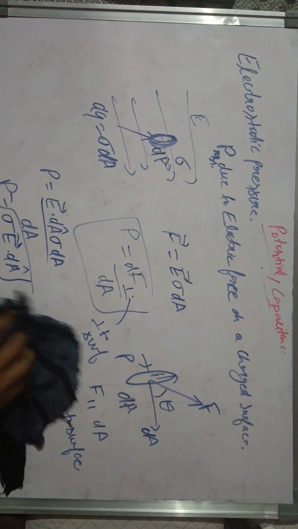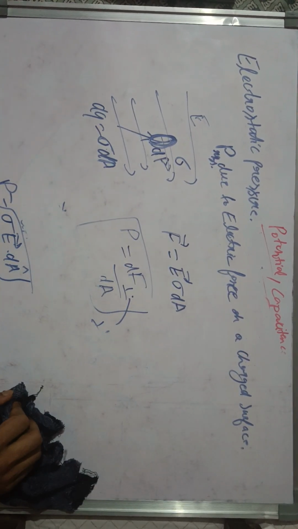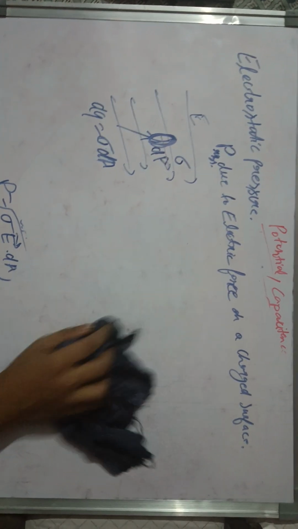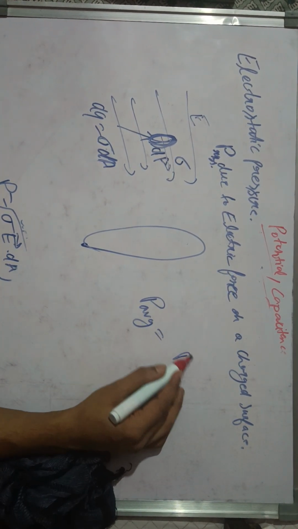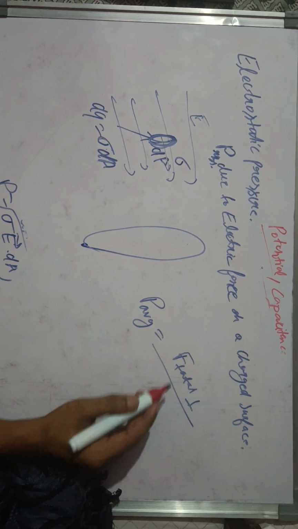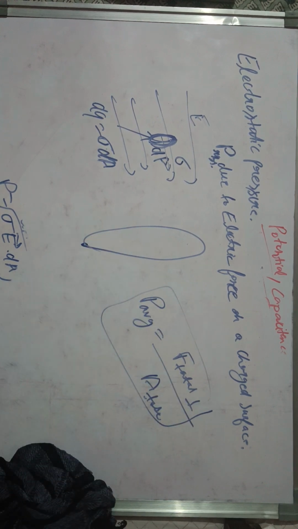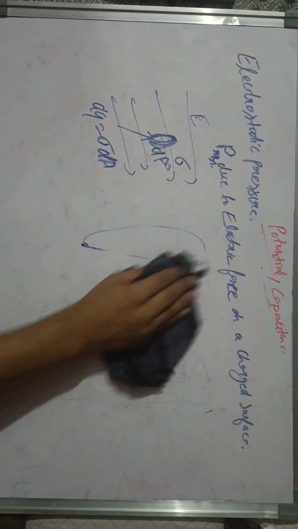So the formula of pressure would become simply sigma times the electric field component along dA. And if you want to find the pressure over a large surface area, we will have to find the average pressure, which is equal to the total perpendicular force divided by the total area of this surface. Now this was the concept of electrostatic pressure.